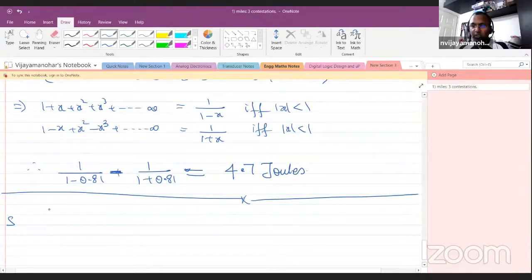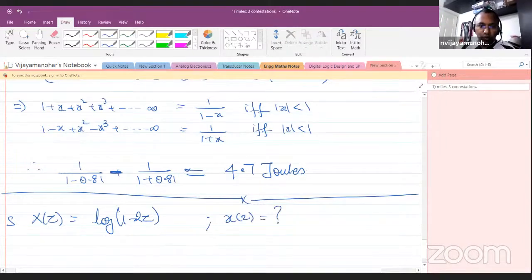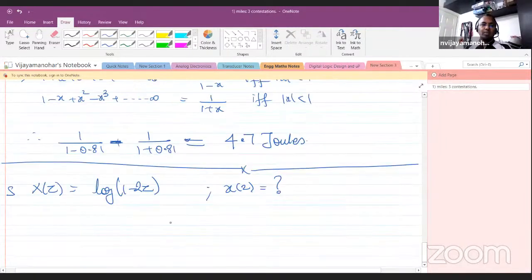The next problem is another very interesting problem. X of z is log of 1 minus 2z. So what is small x of n? This is what they are asking. This is another very interesting problem.